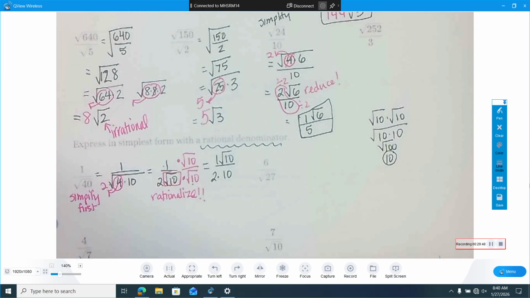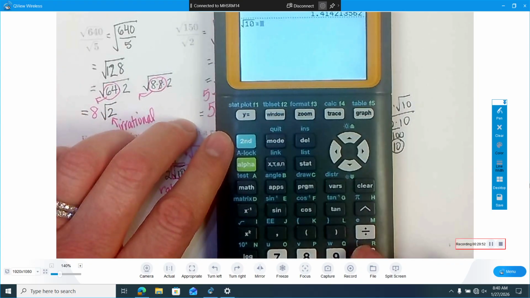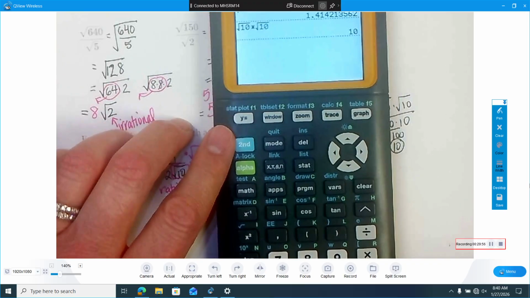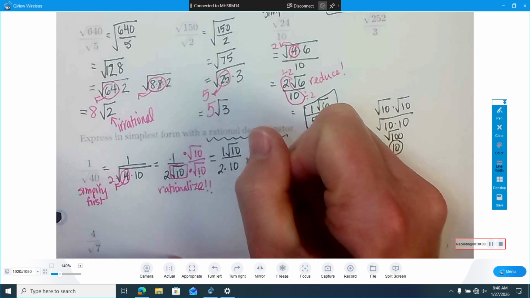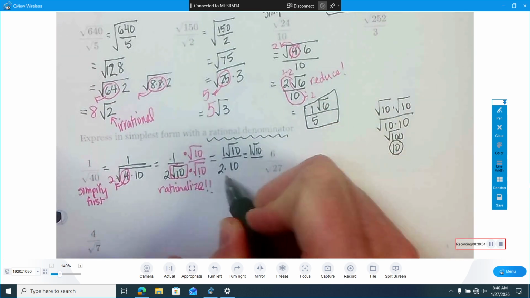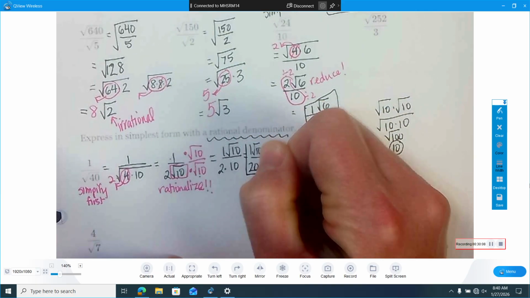It's magical. And maybe you don't remember that. Could you do it in your calculator? Sure. Radical 10 times radical 10. 10. How about that? Okay? Certainly you can check. And so I'm going to clean that up here. We have 1 radical 10 in the numerator. And what's 2 times 10? 20. And there we go.